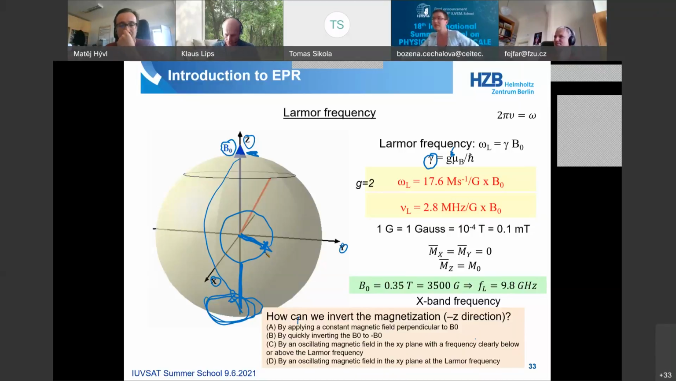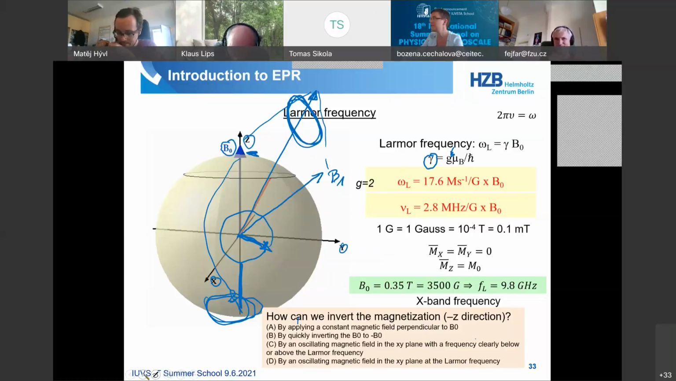So if you apply an external magnetic field that is fixed in space, let's say this is a B1 field, then the external magnetic field and that B1 field will add together to a total magnetic field pointing in that direction, and then the spins would simply oscillate around that. So it would not change the spin states. That will not work. What will also not work is quickly inverting magnetic fields, because it is simply not possible to do it at the speed you would need. It is an oscillating magnetic field.